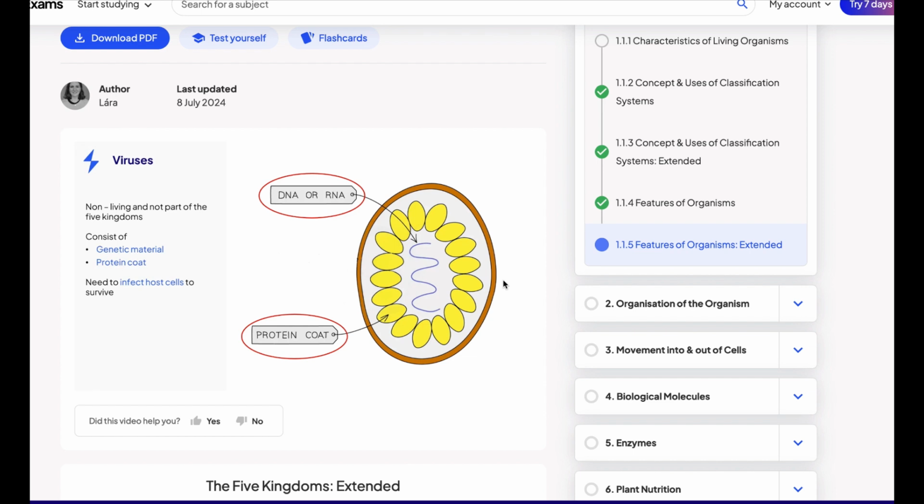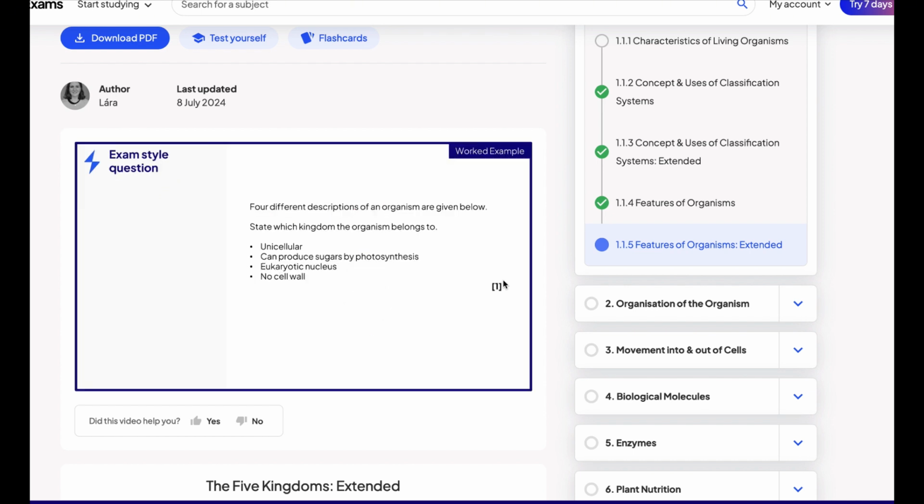Along with the examples discussed here, you need to know 2 specific plant examples, which you can read about in our revision notes below. Let's take a look at some examples of exam-style questions to make sure you can distinguish between the kingdoms. Here you are given 4 statements about an organism, and you need to determine the kingdom that the organism belongs to. You are told that the organism is unicellular, can produce sugars by photosynthesis, has a eukaryotic nucleus, and no cell wall. It is a good idea to try and work out which kingdoms this organism does not belong to.